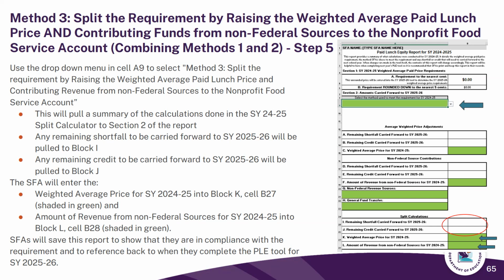Any remaining shortfall to be carried forward to school year 25-26 will be pulled to block I. Any remaining credit to be carried forward to 25-26 will be pulled down from J. The SFA will enter the weighted average price in school year 24-25 into block K, cell B27, shaded in green, and the amount of revenue from non-federal sources for school year 24-25 into block L, cell B28, shaded in green. The SFA will save this report to show that they are in compliance with the requirement, to reference back to when they complete the PLE tool for school year 25-26.